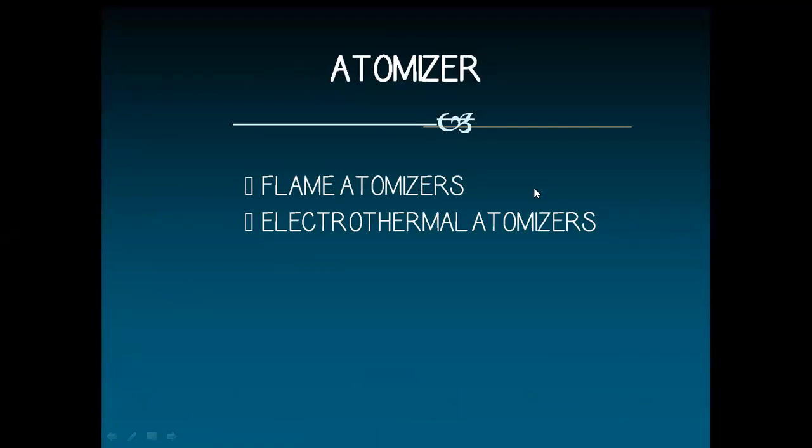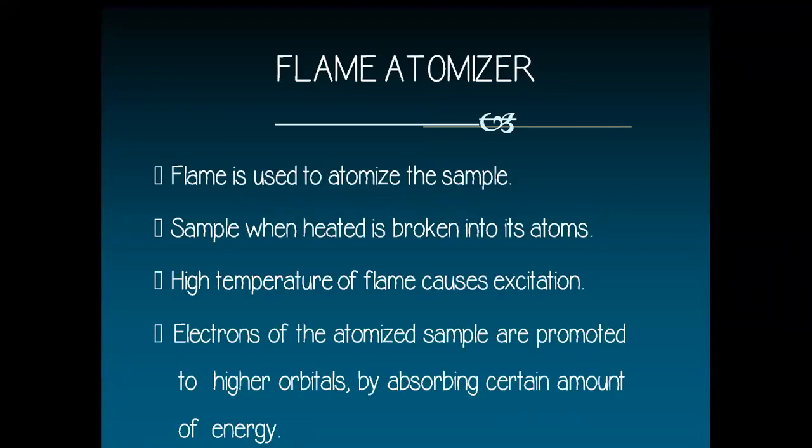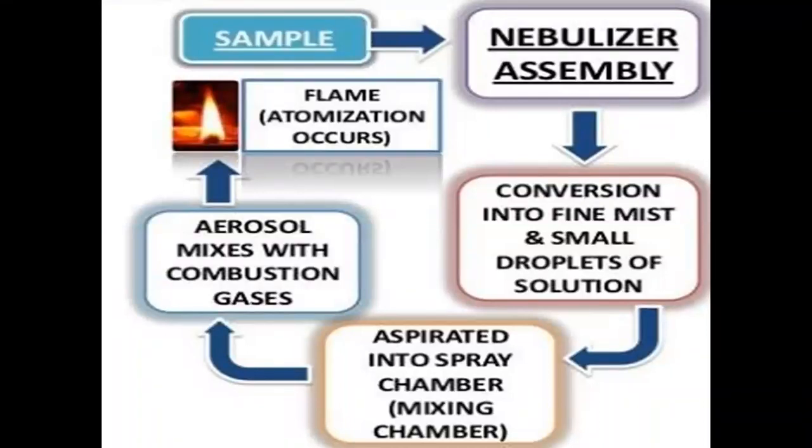Now the atomizers are of two types: the flame atomizer and the electrothermal atomizer. Flame atomizer, here we use flame to atomize the sample. Inside the fire we introduce the sample, and the sample gets converted into its atoms. And when the sample is heated, it is broken down into its atoms. The high temperature of the flame causes excitation. Electrons of the atomized samples are promoted to higher orbitals by absorbing a certain amount of energy. So this is the overall cycle of how atomization occurs through the flame.